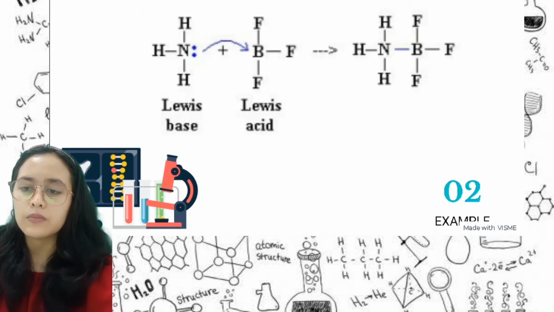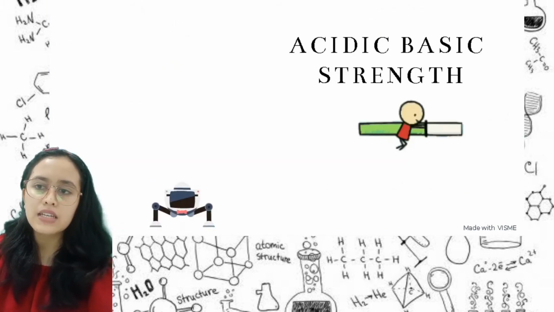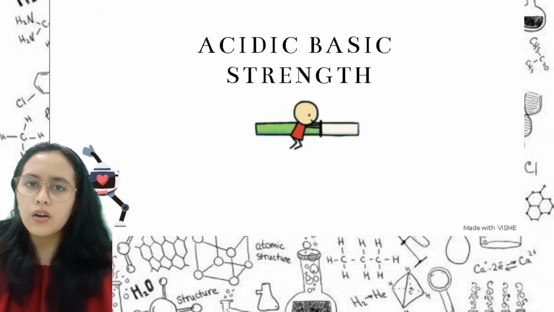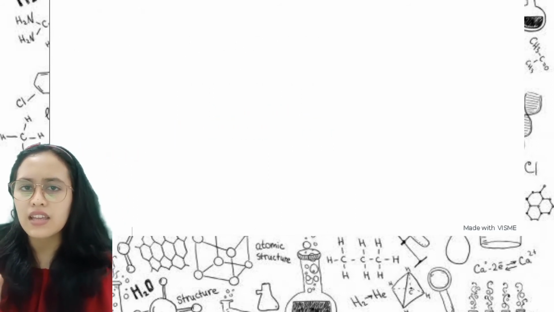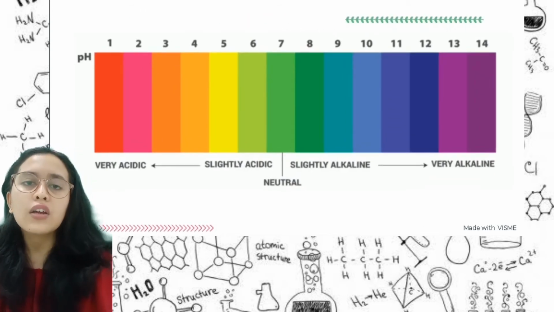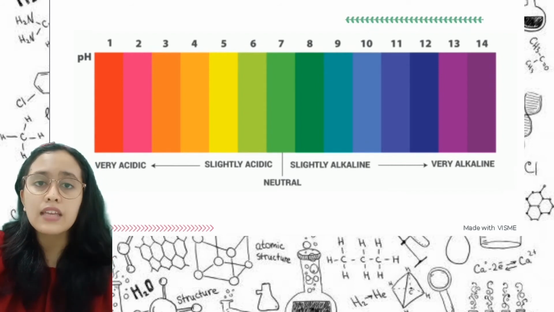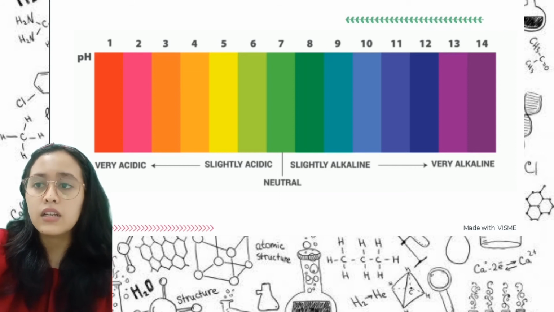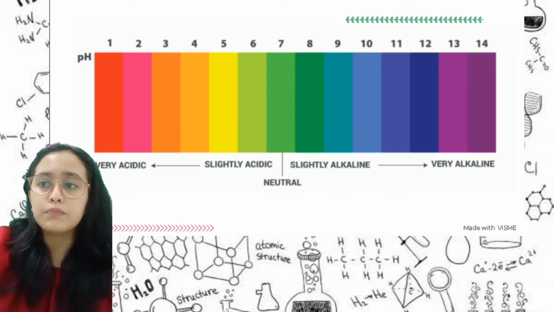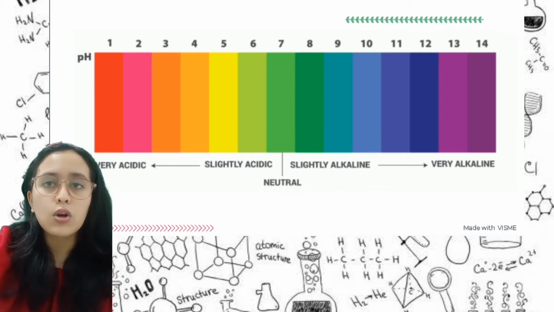In this part, we will learn about acidic and basic strength. How do we know whether a compound is very acidic or slightly acidic? In general, we use the pH method. An acidic compound has a pH value below 7. The lower the pH, the more acidic. A compound at pH 7 is neutral. Compounds that have a pH above 7 are alkaline. The higher the pH value, the more alkaline the compound.